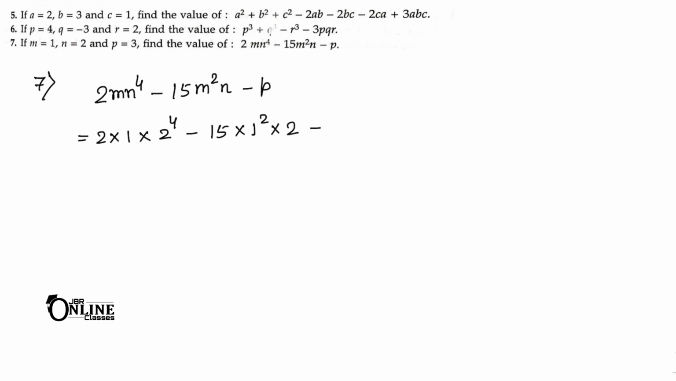So here 2 m n to the power 4 minus 15 m square n minus p. Now here the value of m is 1 and value of n is 2, so it's 2 to the power 4. Then here 15 into m square means 1 square, n means 2. Now last one p here 3. So here 2 into 1, it's 2, and 2 to the power 4, that means here 16. Here 15 into 2, it's 30, because 1 square means 1 only. And next one here 3. So it's 32, and that one here 30 and 3 is 33. So your final result is minus 1.